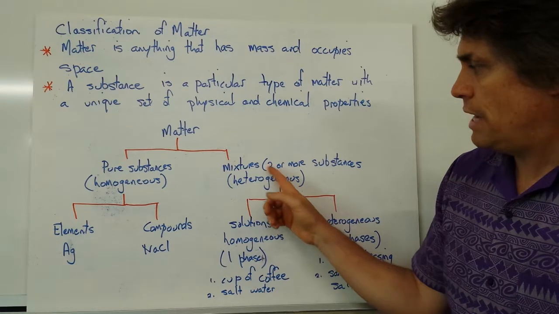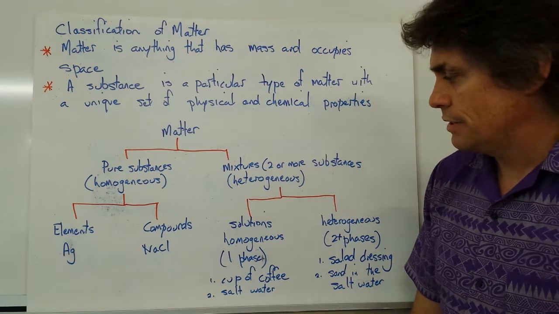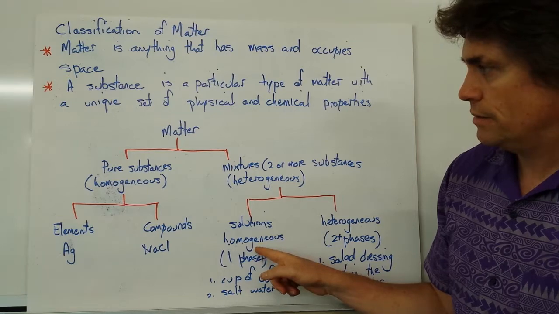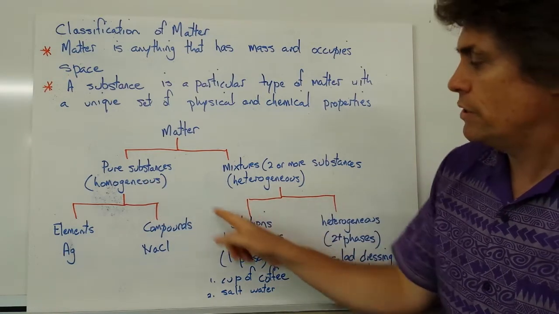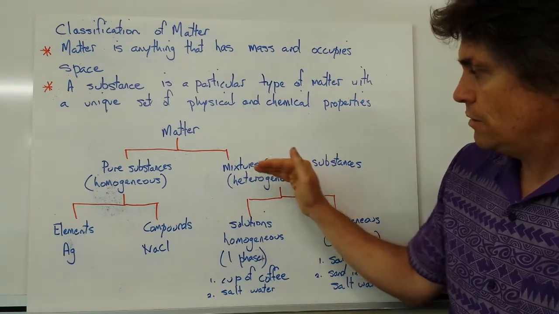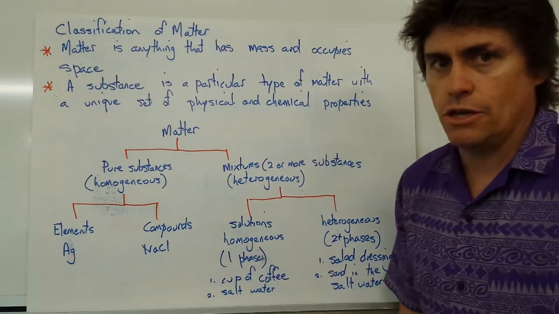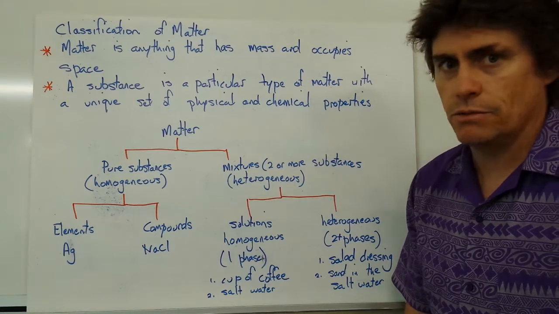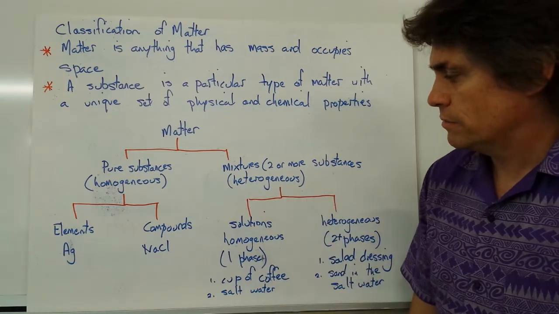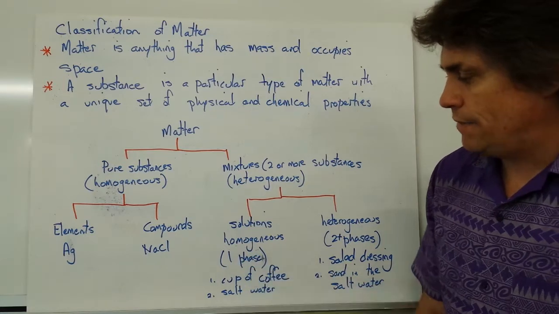Now we can further classify our mixtures into two groups. First of all, we can have what are called solutions, and solutions are made up of one phase. So we actually say they're homogeneous as well, but not to be confused with our pure substances over here. We've actually got a mixture, as we said before, of substances. So we look for whether they've got one phase only. Are they separate substances or separate mixtures of substances, or do they have multiple layers? So our homogeneous mixture will have one phase only.